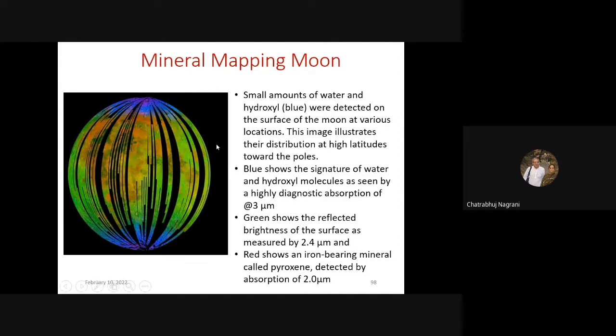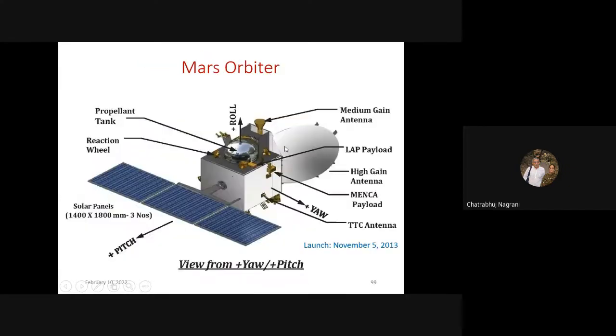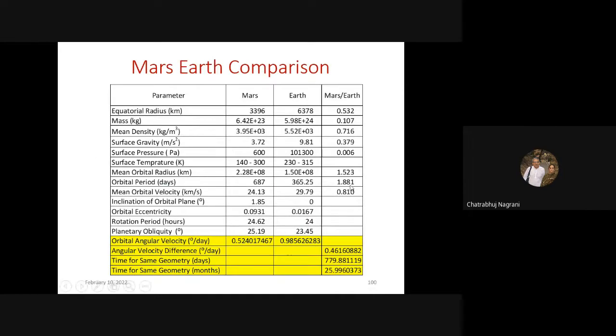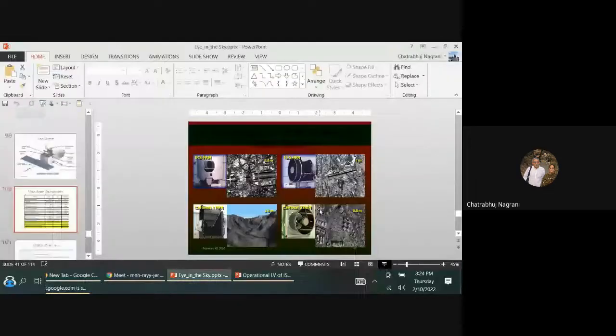Here you can see how we made a map of water on the Moon, using that Moon Mineralogy Mapper. Then we have the Mars Orbiter. All of you have heard a lot about the Mars Orbiter. I will not give you many details, but I will tell you why it was very important to launch the Mars Orbiter when we did.